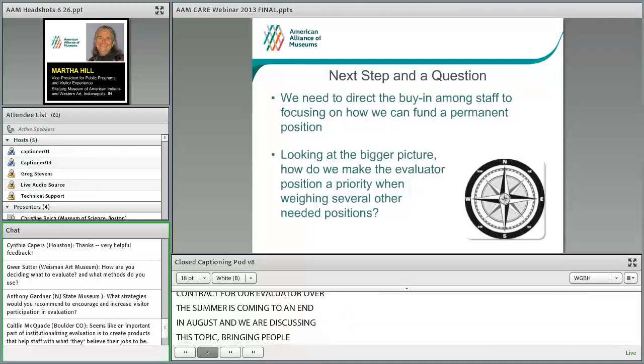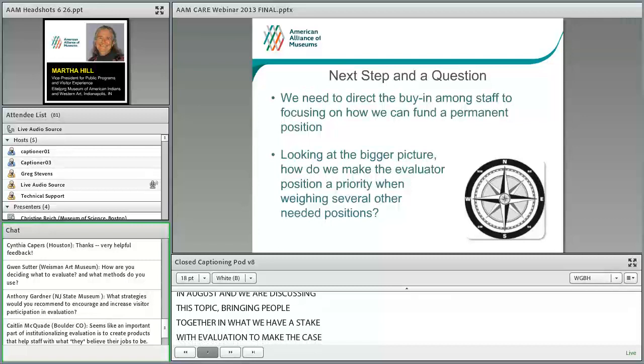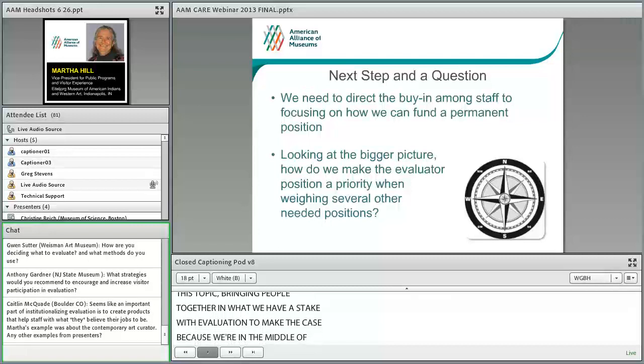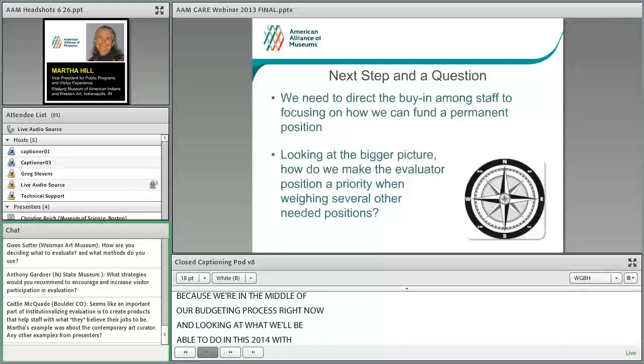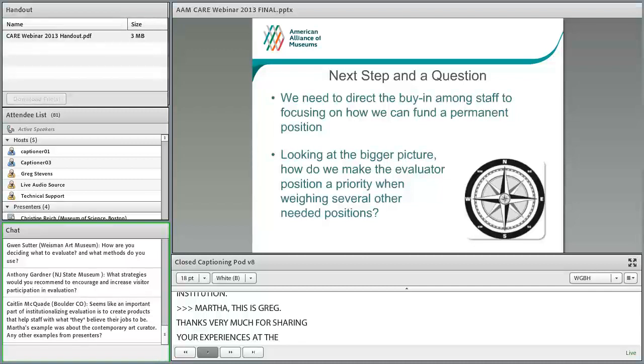In fact, yesterday I was in a meeting because our contract for our evaluator over the summer is coming to an end in August, and we are discussing this topic. We're bringing people together who have a stake in what we've been able to do with evaluation recently, really to make the case, because we're in the middle of our budgeting process right now and looking at what we'll be able to do in 2014 with evaluation and visitor research. So that's where we are, and that's our challenge as an institution.